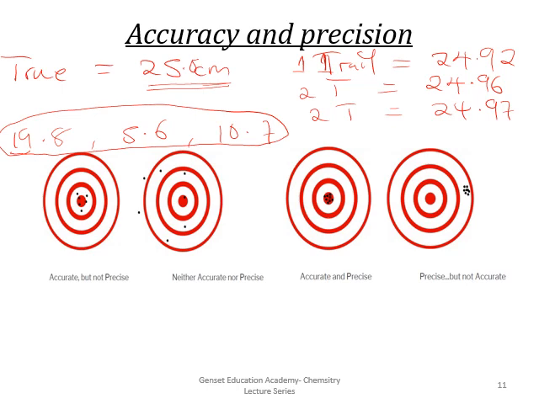Then if you look at these measurements, are they close to the true value? If they're not, then they're not accurate.